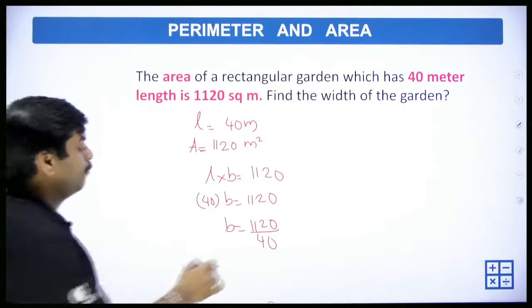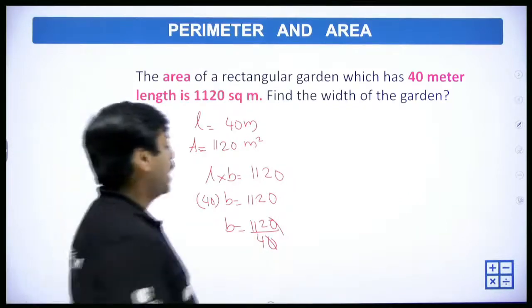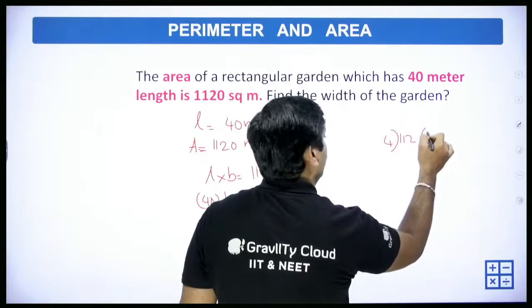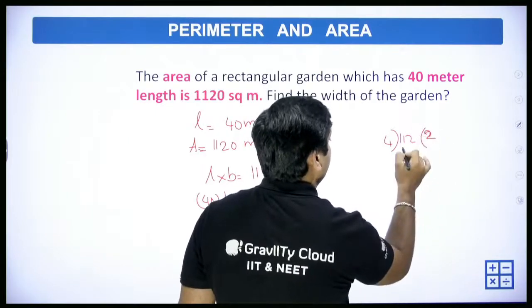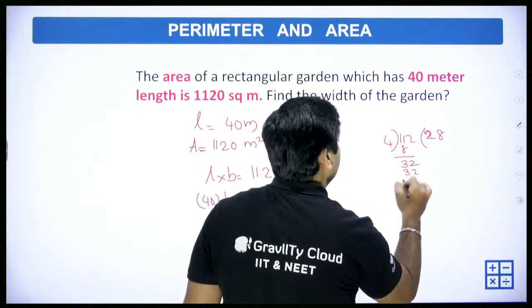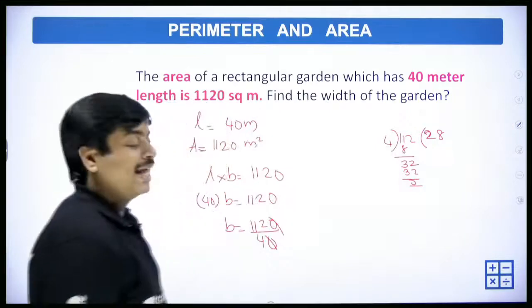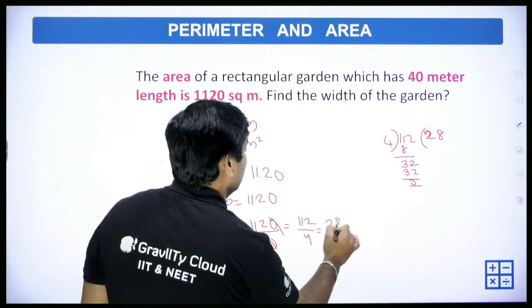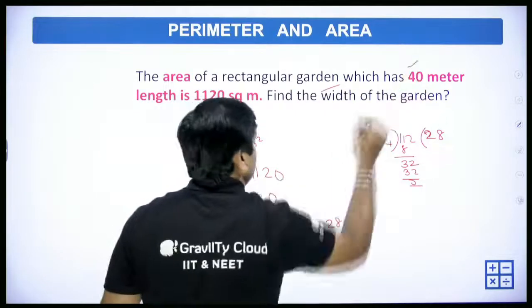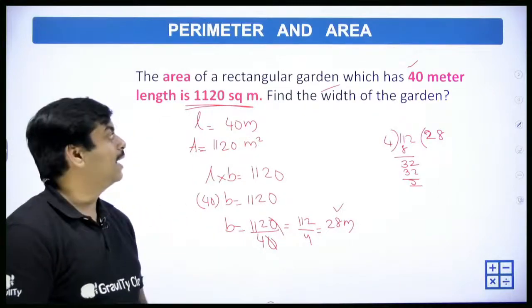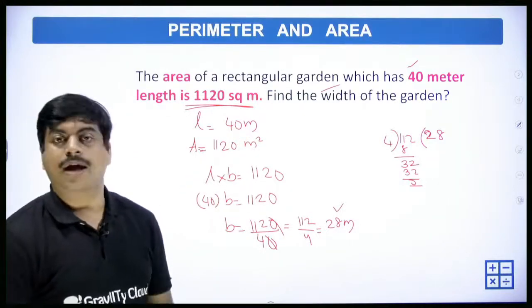Now we need to divide. 4 and 4 get cancelled. So 4 into 112. 4 3s are 12, 4 2s are 8, we'll get 3 2, and 8 4s are 32. So we get 28. 112 by 4, the breadth, is 28 meters. So length being 40 meters and breadth being 28 meters, you will get the total area as 1120 square meters. Okay, so let's move forward to the next question.